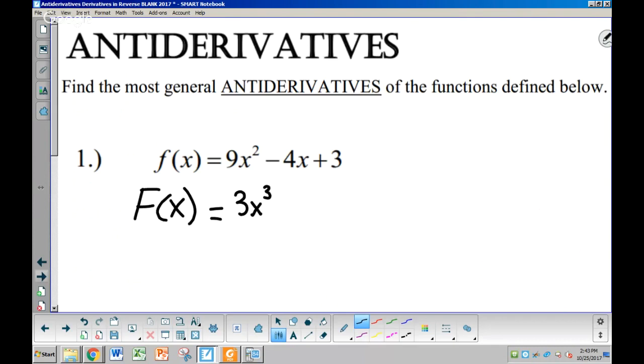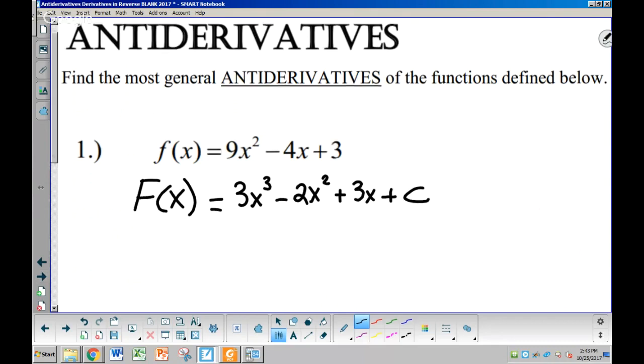Boom. Minus, I'm going to raise the power 1 here, x squared, divide by 2, and if you take the derivative of that, you get 4x. Boom. See, it's so nice. You can check your answer. Plus 3x plus cupcake. Yes. And the nice thing is you can take the derivative of that and see if you're right.